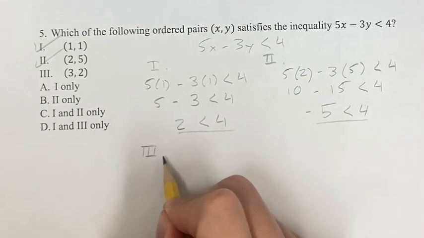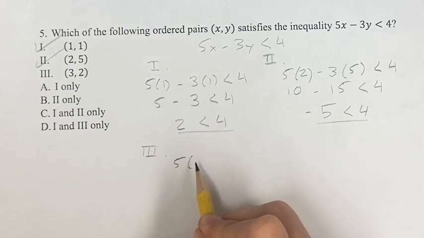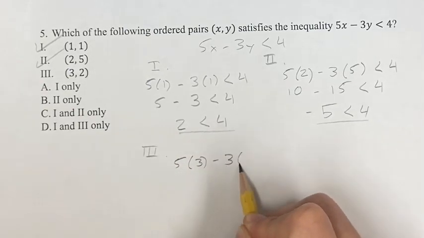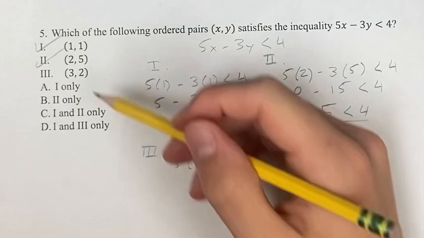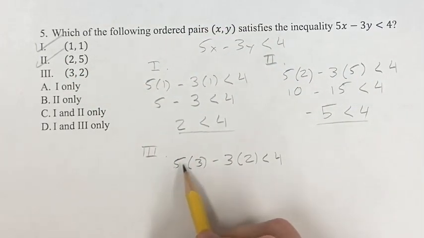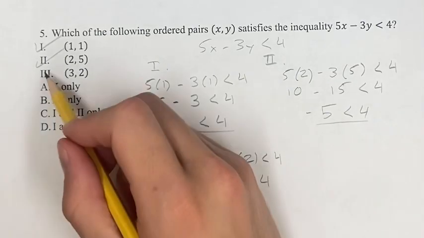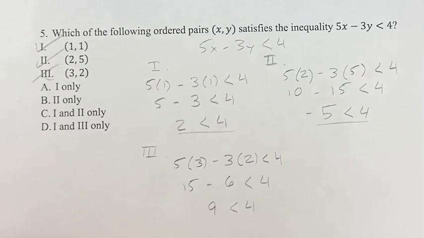Last but not least, we have 3, where x is 3 and y is 2. So we have 5 times 3 minus 3 times 2. Again, plugging in 3 for x and 2 for y is less than 4. 5 times 3 is 15, minus 3 times 2 is 6, is less than 4. 15 minus 6 is 9, is less than 4. 9 is not less than 4, it's greater than 4. So 3 does not satisfy the inequality.